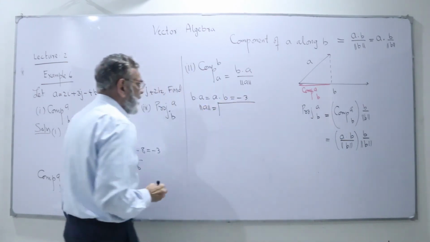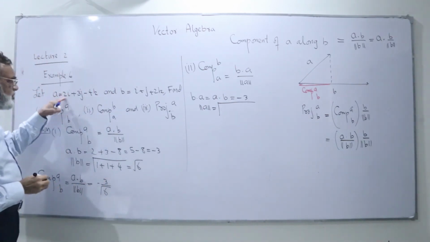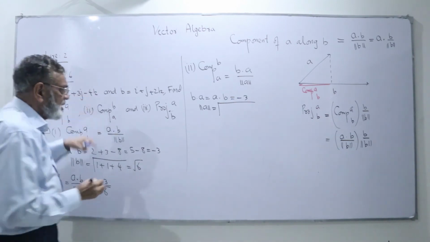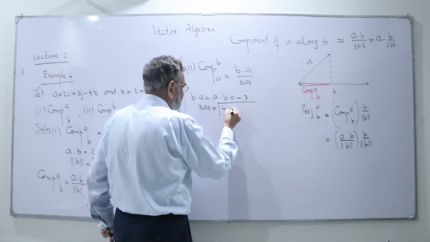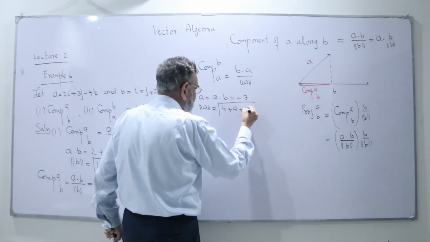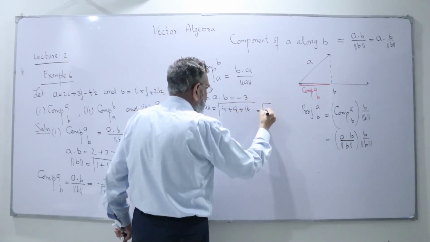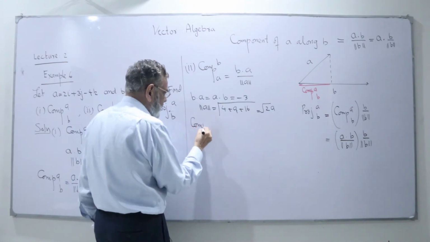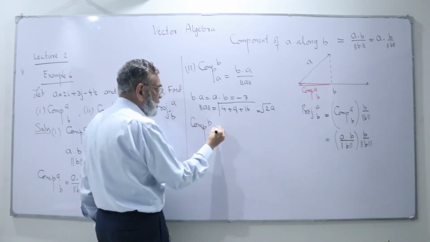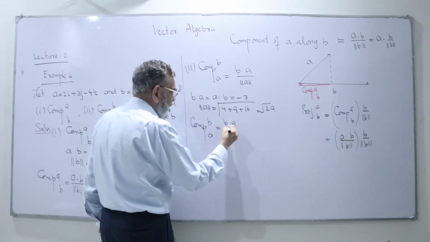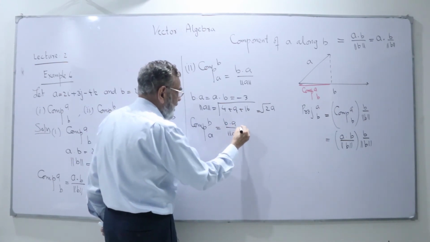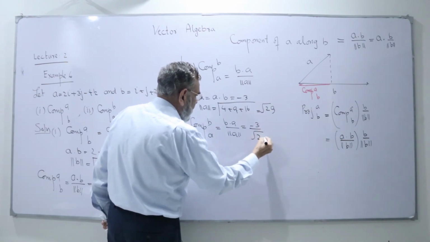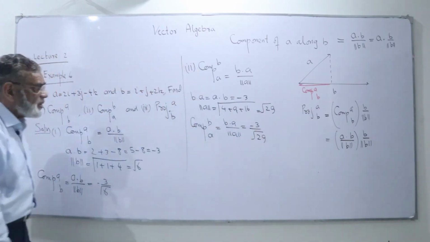The magnitude of A is the root of A1 squared plus A2 squared plus A3 squared. A1 squared is 4, A2 squared is 9, and A3 squared is 16. So 4 plus 9 plus 16: 16 and 4 give me 20, and that gives me 29. So I can write my result: the component of B along A is equal to B dot A over the magnitude of A. B dot A is minus 3, over the root of 29. So that's my number 2.